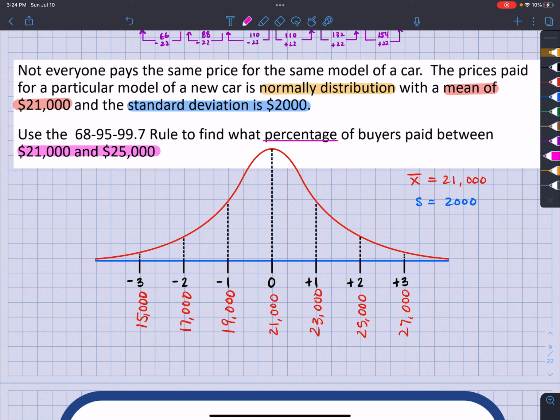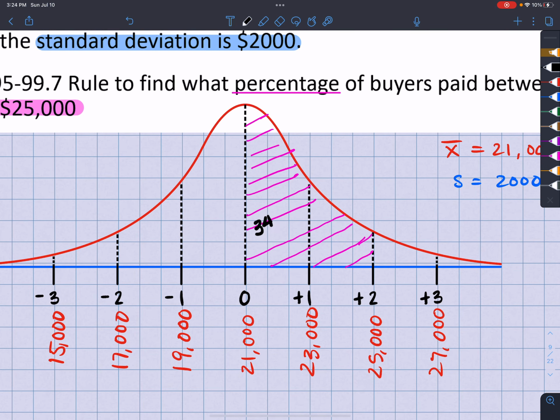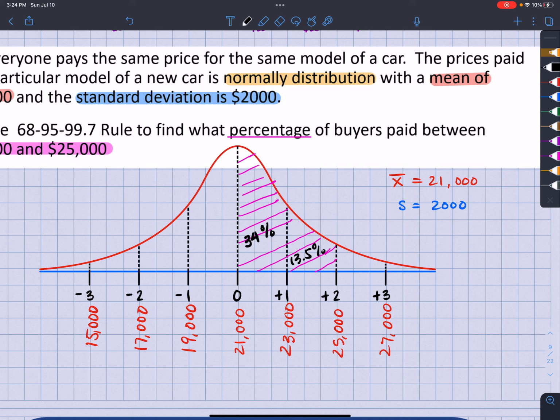So I'm looking for this area under this curve right here from 21,000 to 25,000, right? So that is the area under the curve I'm looking for. So what does that involve? Well, if we remember the percentages, this was 34%. What was that little one? Wasn't it 13.5%? Well, yes, it was. So to find the percentage, I would just take the 34% and add it to the 13.5%. And what do I get? 34 plus 13.5 gives me 47.5%.